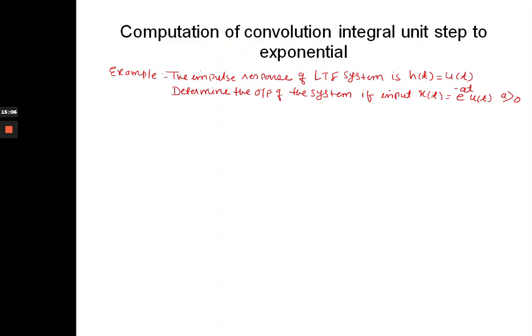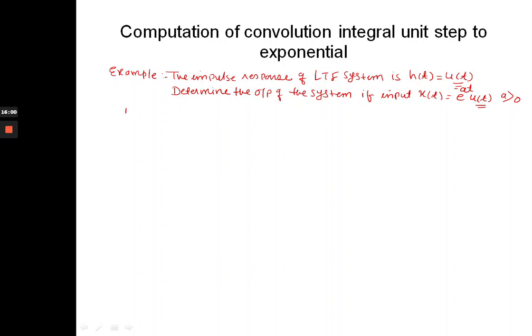Then next one is the computation of the convolution integral with the unit step and the exponential signal. Means the first signal is the unit step signal, and the second one is the exponential signal. Here we will take this example. The impulse response of the LTI system is h of t equals u of t, means this is the unit step function. Determine the output of the system if the input is this exponential signal for a greater than 0. But here both signals exist for t greater than or equal to 0, because here this one is u of t and this is u of t, and we know that the unit step signal exists only for t greater than or equal to 0. Now first we will draw the first signal.